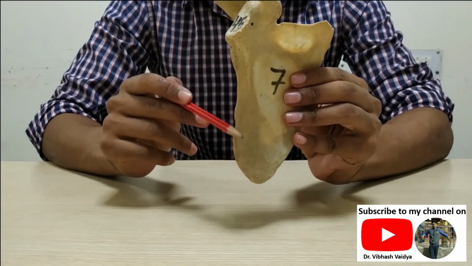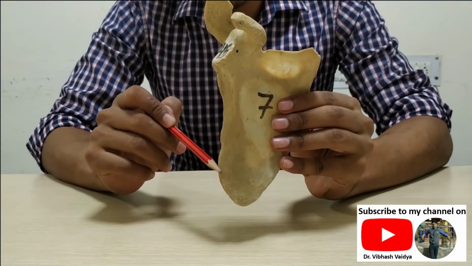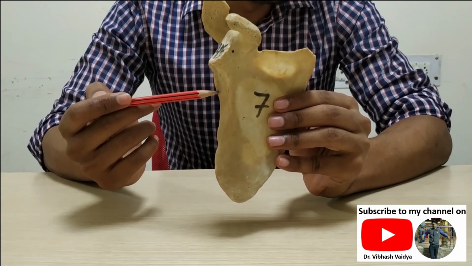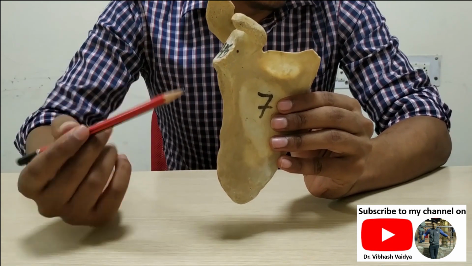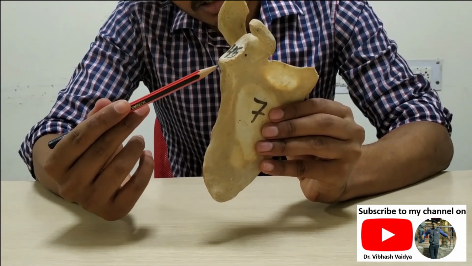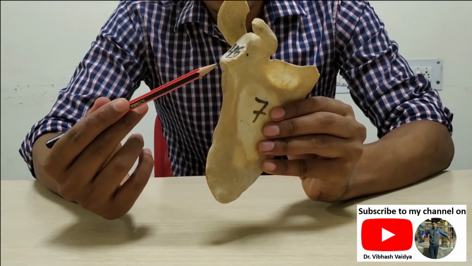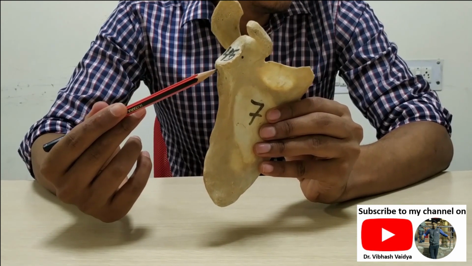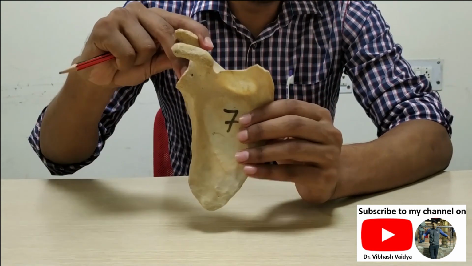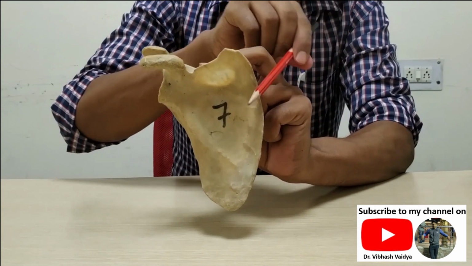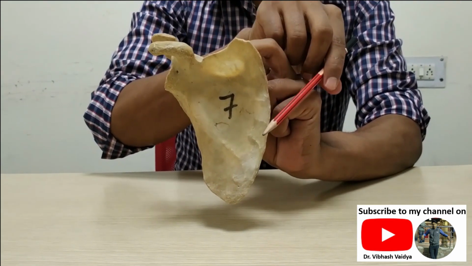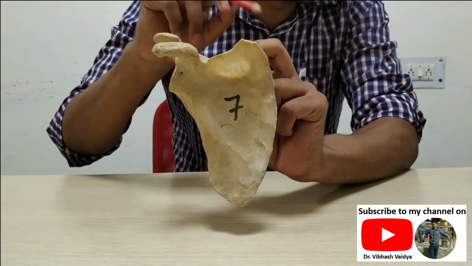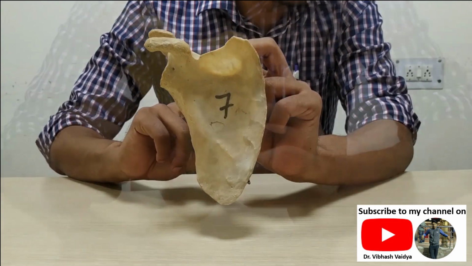Then the lateral border. The lateral border of the scapula is thick, and at the upper part of the lateral border an elevated bony portion is present. This bony elevated portion is called the infraglenoid tubercle. Then you can see here the medial border, which starts from the superior angle and runs to the inferior angle.